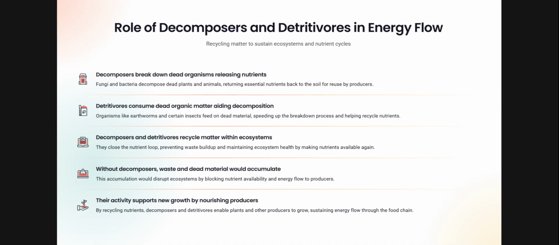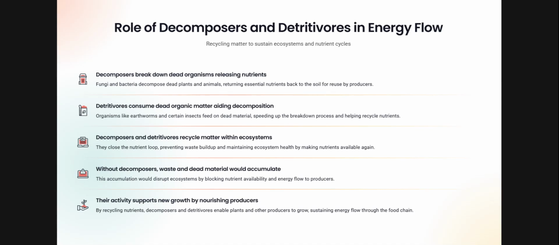Next, detritivores, including earthworms and certain insects, actively consume dead organic matter. Their feeding accelerates decomposition by physically breaking down material, which complements the chemical breakdown by decomposers. This is a collaboration that helps recycle nutrients more efficiently.